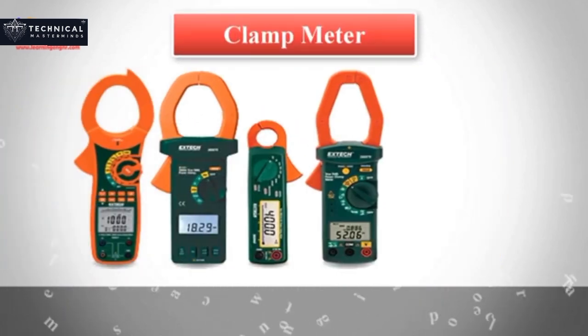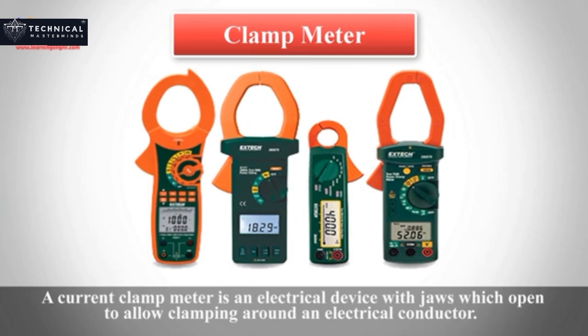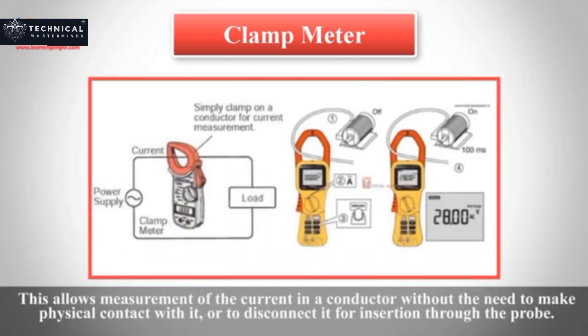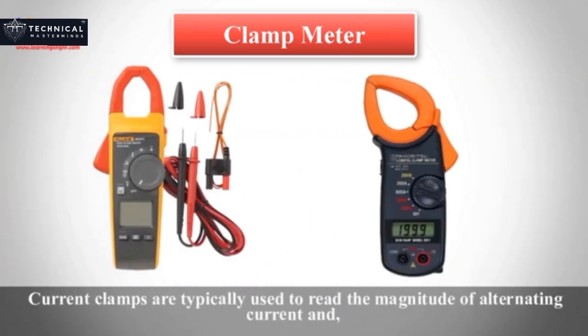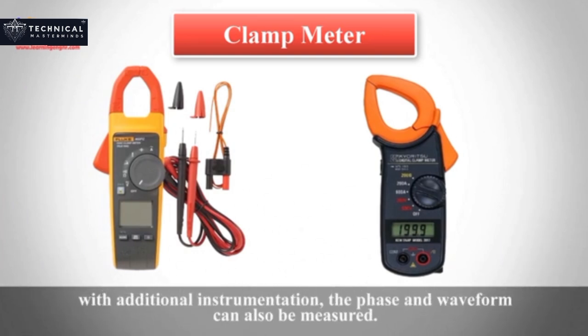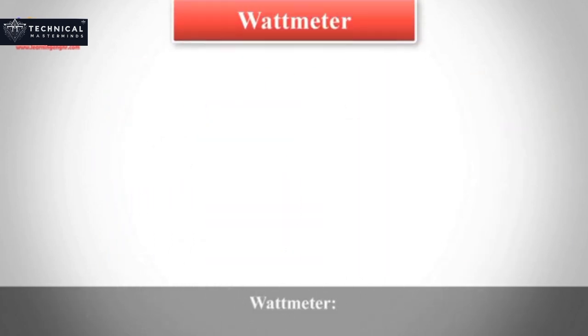Clamp meter. A current clamp meter is an electrical device with jaws which open to allow clamping around an electrical conductor. This allows measurement of the current in a conductor without the need to make physical contact with it or to disconnect it for insertion through the probe. Current clamps are typically used to read the magnitude of alternating current, and with additional instrumentation, the phase and waveform can also be measured.